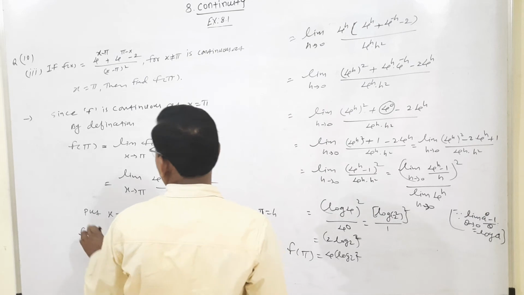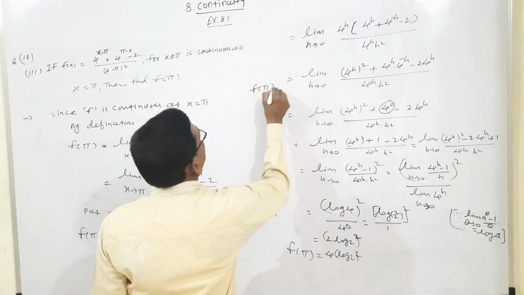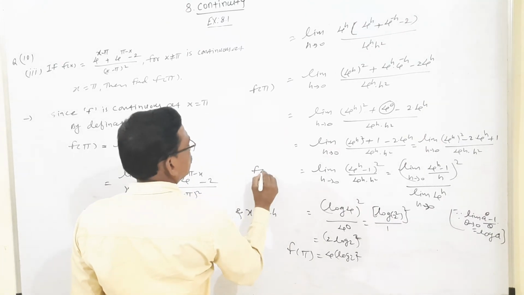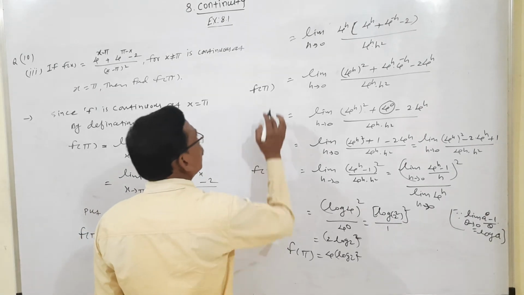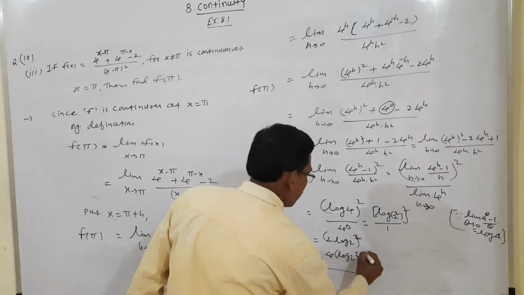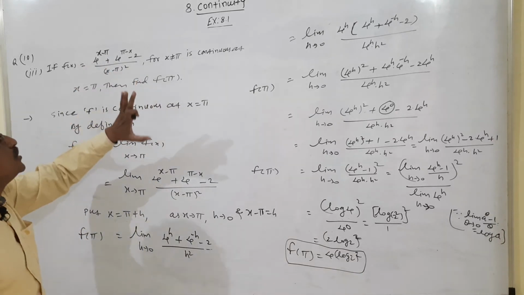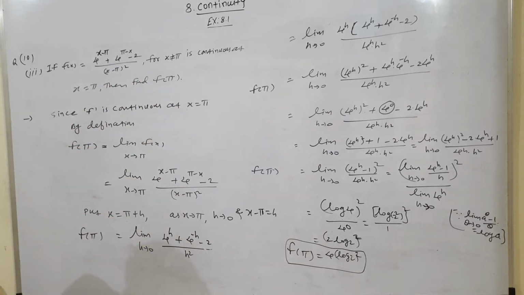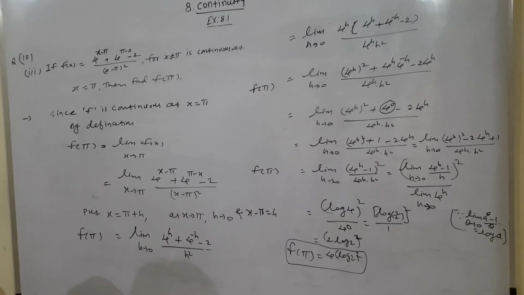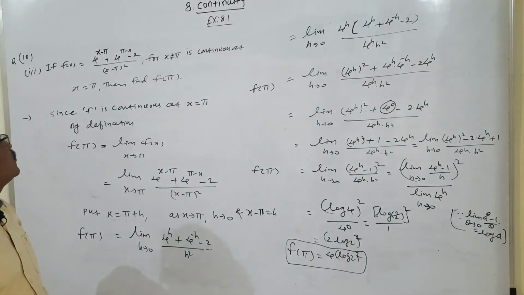F of pi is the function value at that point. Hence we have found f of pi, if the given function is continuous at x equal to pi. And so today we will stop here.